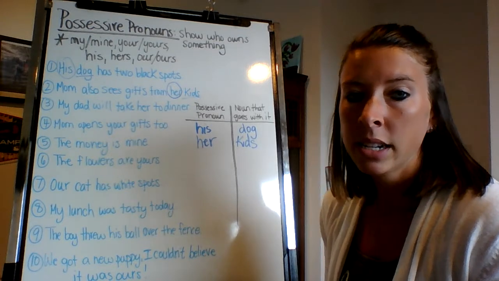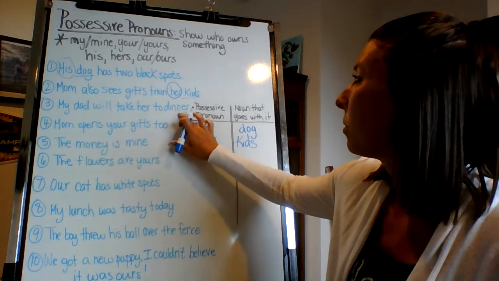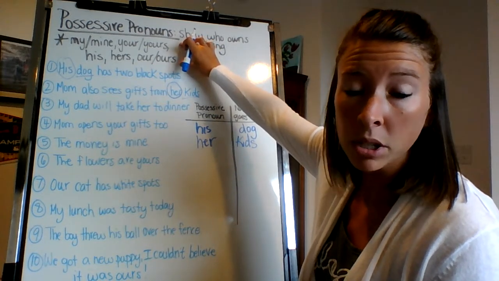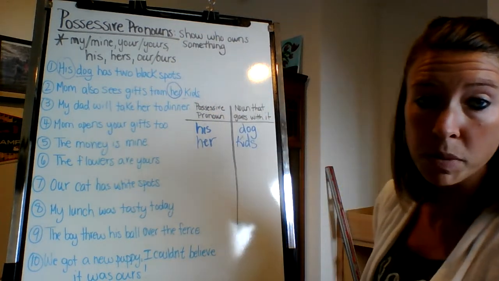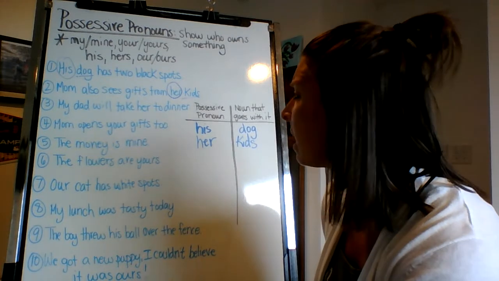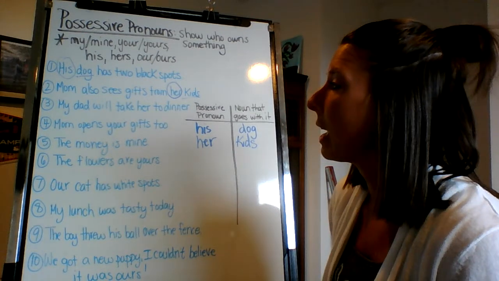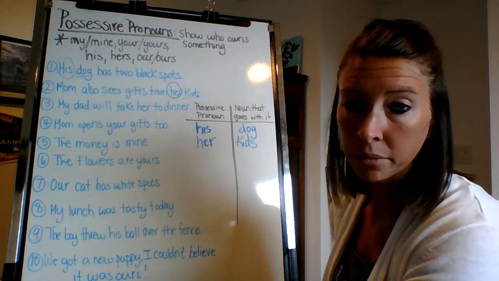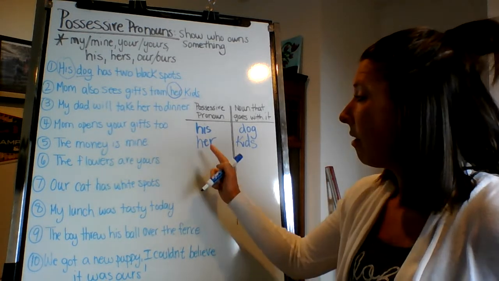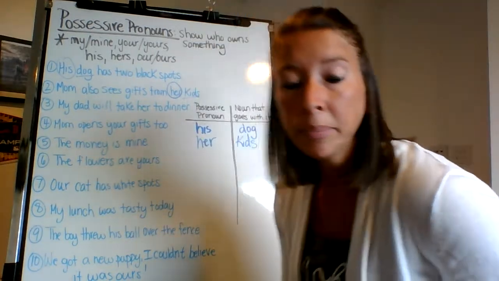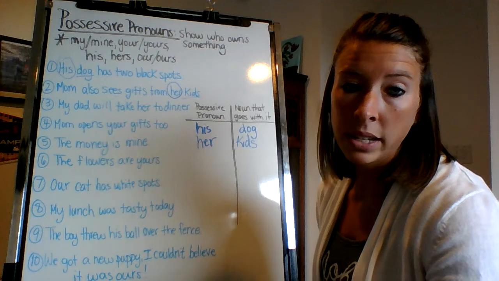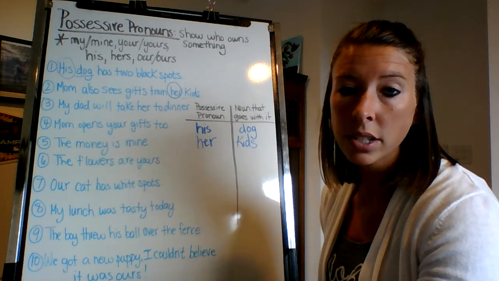Good. Sentence number 3. Remember, we're looking for the possessive pronouns and they're right up here. So you're welcome to look back up top and those are the words that you should be looking for, right? They show who owns something. Sentence number 3, read it with me. My dad will take her to dinner. Find the possessive pronoun and record it. And then record the noun that goes with it.